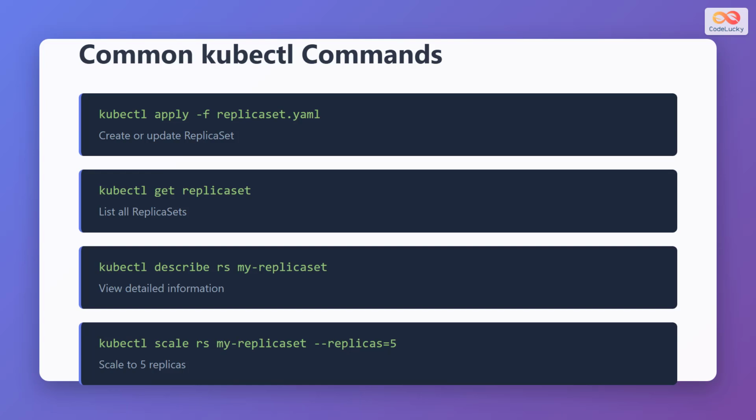Let's explore the essential kubectl commands for working with ReplicaSets. To create or update a ReplicaSet, use kubectl apply -f followed by your YAML file name. To view all ReplicaSets in your cluster, use kubectl get ReplicaSet. For detailed information about a specific ReplicaSet, use kubectl describe rs followed by the ReplicaSet name. And to scale your ReplicaSet, use kubectl scale rs followed by the ReplicaSet name and the replicas flag with your desired count. These commands give you full control over your ReplicaSet lifecycle.